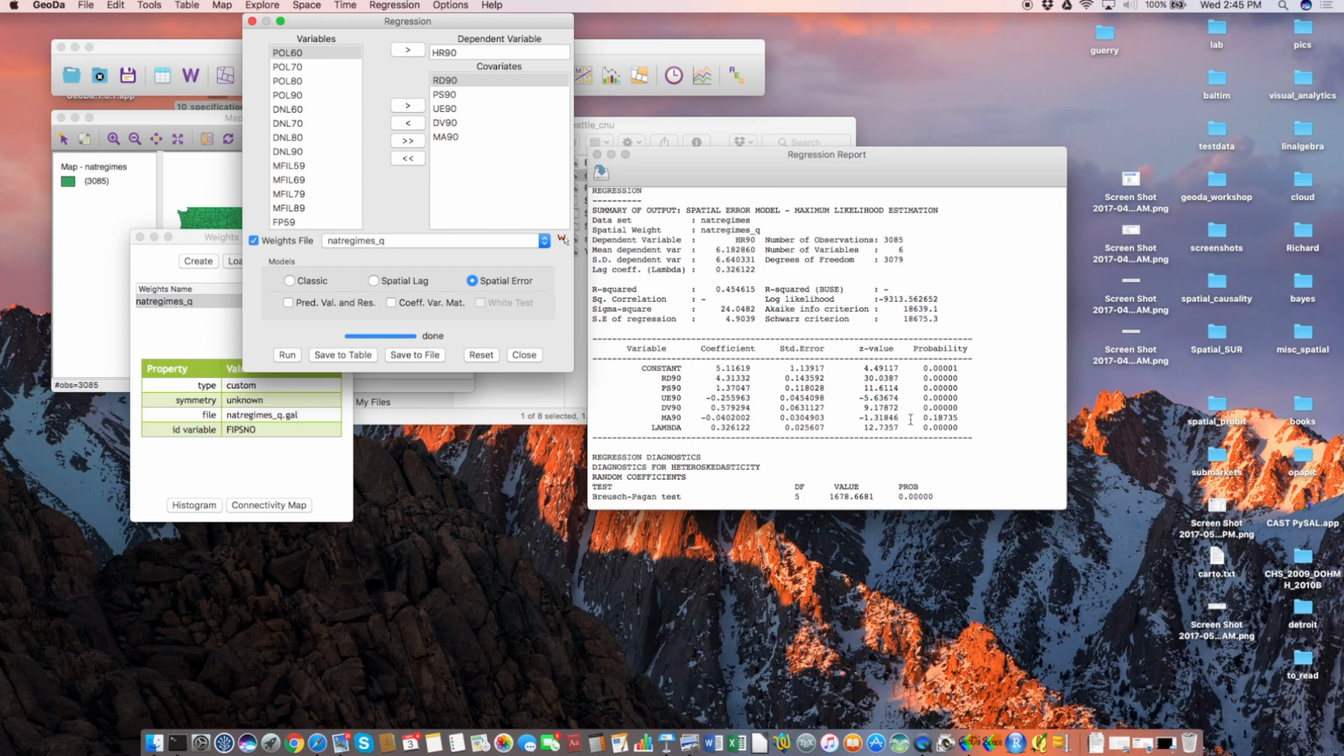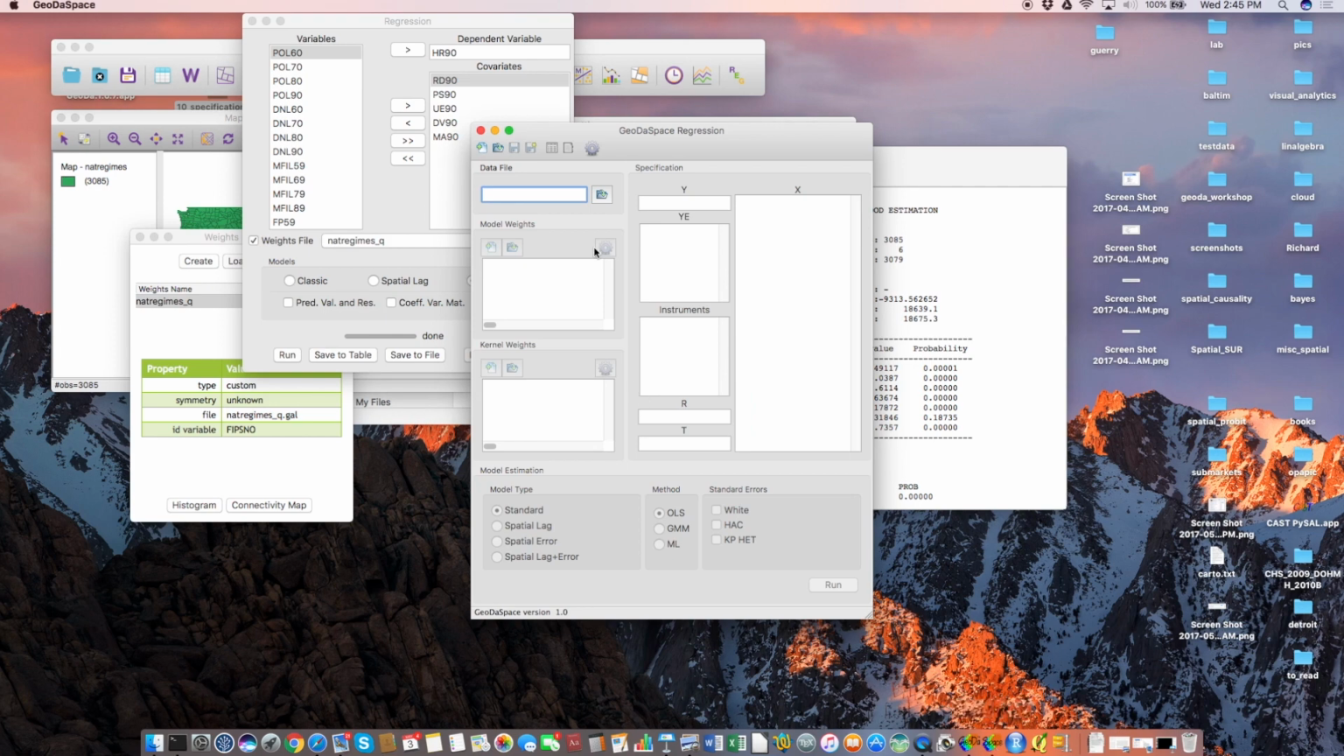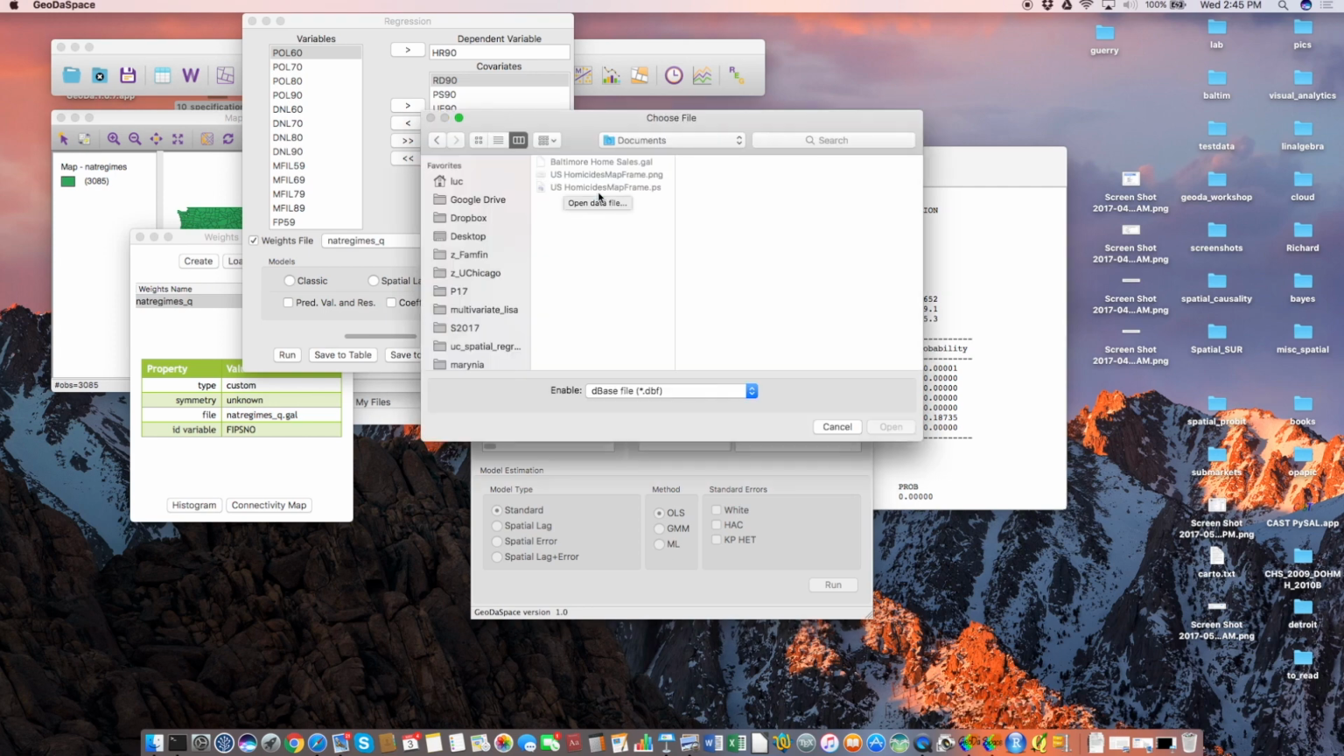But as I said before, these R-squares are not really that comparable, so the best way to compare models in this context is to use the likelihood or the information criteria, which are going to be the same in this case. So then let me switch to GeoDa space, and it's going to be exactly the same thing. I just want to show you, and I may have showed you this already.